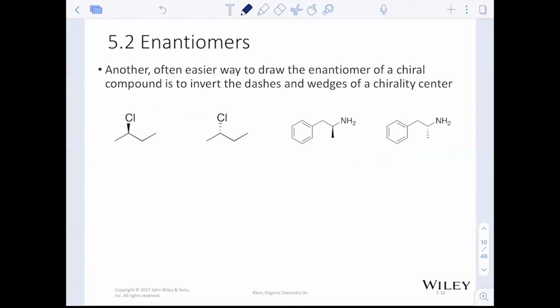Another and often easier way to draw the enantiomer of a chiral center is to just invert. What was wedged, make it dashed. What was dashed, make it wedged. So these two are enantiomers. We just flip what was wedged to dashed. These two, methamphetamine, enantiomers. This molecule on the right-hand side, the methyl group right next to that amine group, methamphetamine: one is very active and illegal to consume into your body. The other one does nothing and is not illegal because it does nothing in your body.